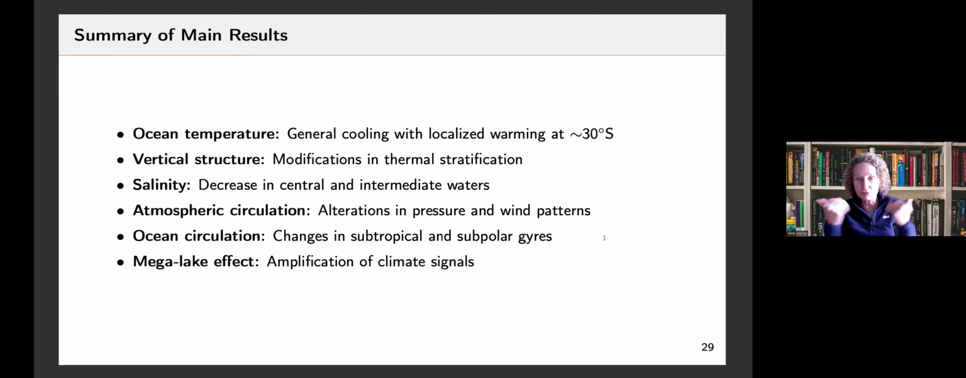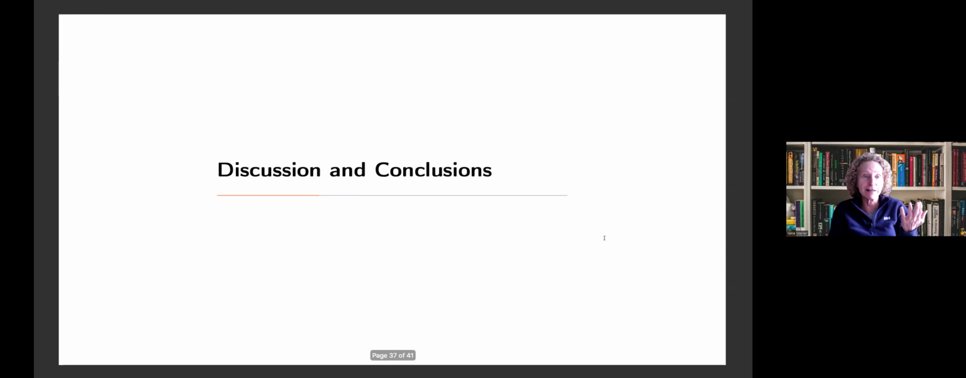And that's related to alterations or changes in pressure and wind patterns. Looking at the ocean circulation, which was the barotropic stream function, we can see clearly that the subtropical and subpolar gyres respond to the forcing changes in the models, which shows that we have an amplification of these climate signals due to the mega lake effect.